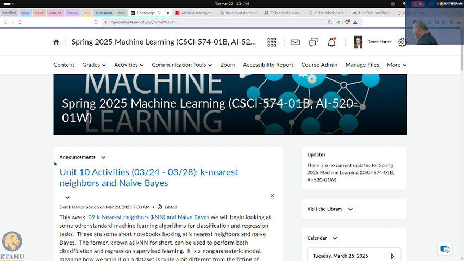Just as reminders, we are working on Unit 10 here. It's a bit of a miscellaneous unit. I wanted to at least ask people to take a look at some other machine learning methods, so just get a little taste of using KNN and naive Bayes this week. I might not spend too much time on these. I thought I'd talk about K nearest neighbors today, and we'll do naive Bayes on Thursday.